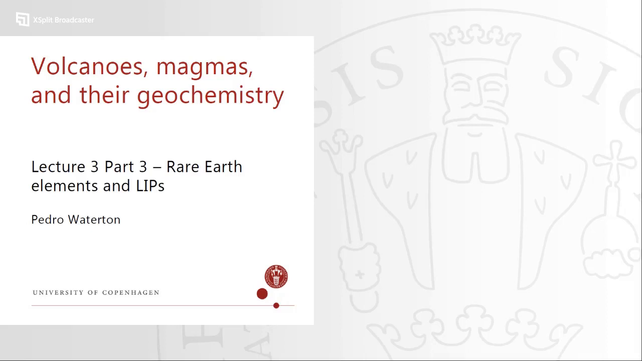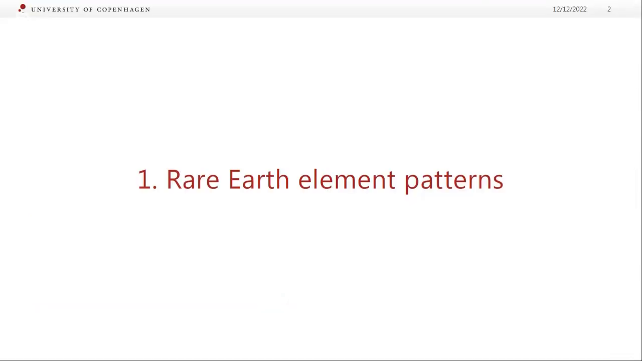Okay, so the last part of this lecture, we're going to talk about rare earth elements, which are a very special group of trace elements, really, really useful. And then, as I mentioned, we'll end talking about large igneous provinces. So we'll start with rare earth element patterns.